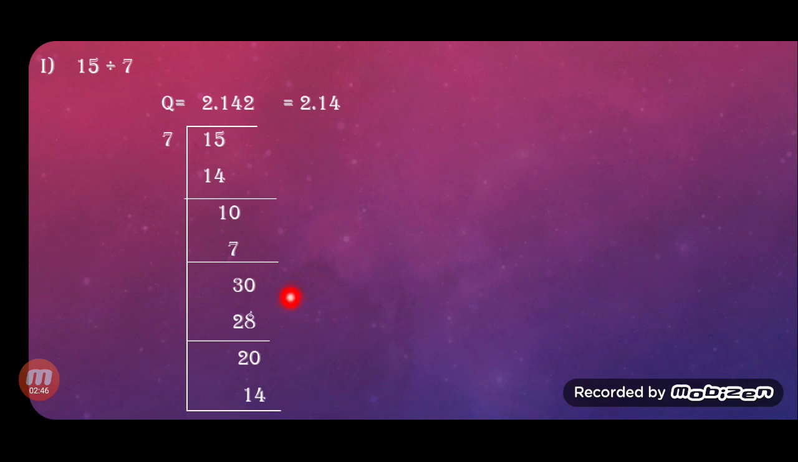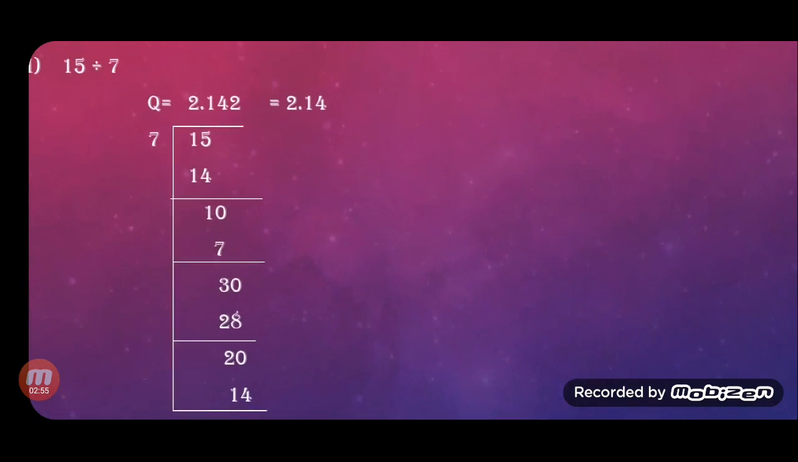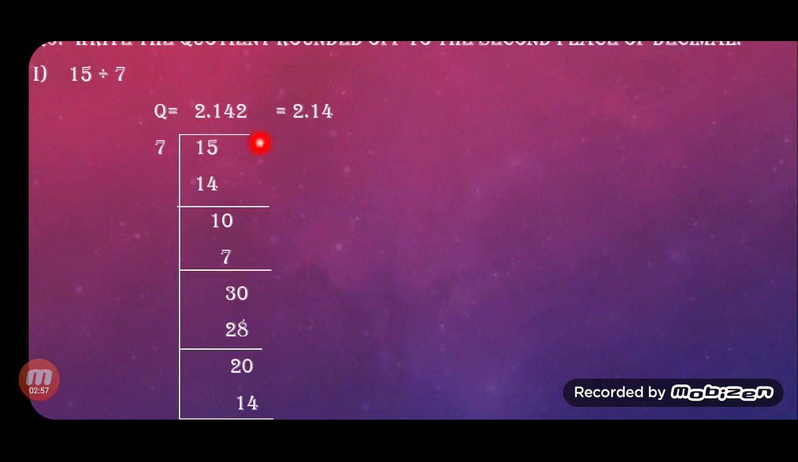7 4s are 28, 10 minus 8 is 2. 0 add. 7 2s are 14. 10 minus 4 is 6. You find 3 digits. And what I told you when I just told you the rule: find the quotient up to one more place of the decimal than the rounding place. So you have to round the second place, that is 4 after the decimal, second place.